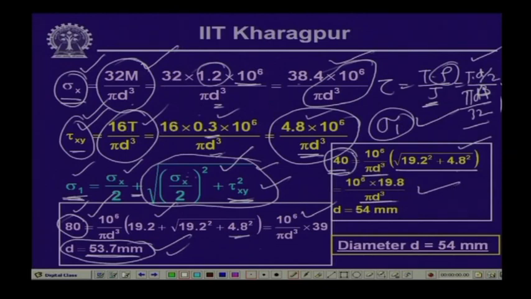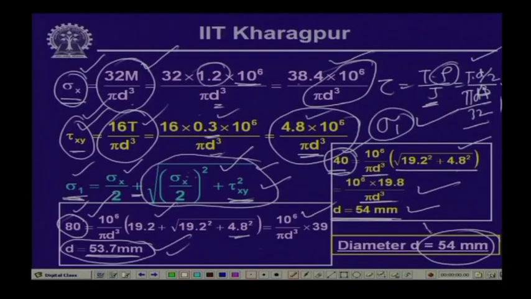And as you know, the limiting shearing stress is 40, from this we get a value of d as 54 millimeter. Now, as you can see, we have computed the value of the diameter from the maximum tensile stress, and also from the criteria of maximum shearing stress. Since both criteria have to be satisfied, because you cannot provide a diameter which will satisfy one and not the other, naturally it will not stand, it will fail.